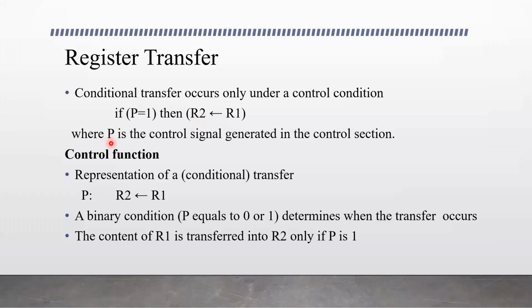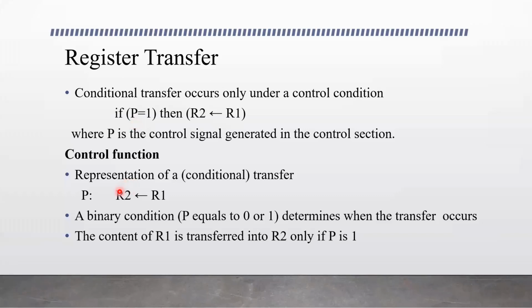So what is this P? It is a control signal generated in the control section. We can call it a control signal because this is a variable that is controlling the operation of transferring from R1 to R2. This operation depends upon the value of P. If it is 1, this operation is done.